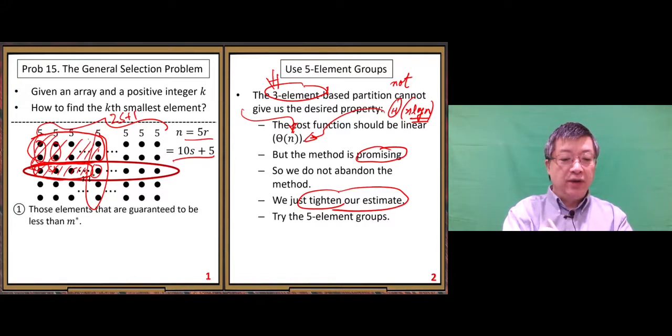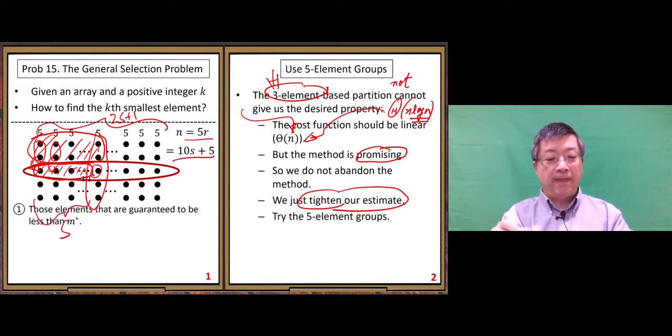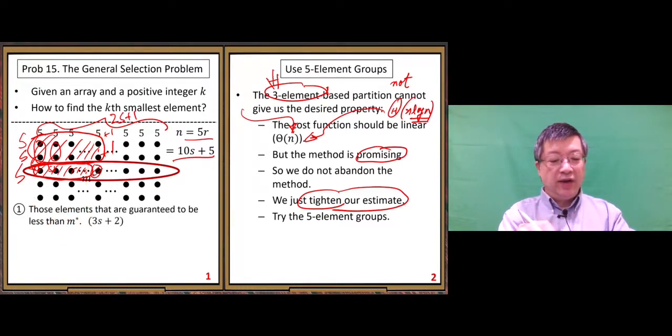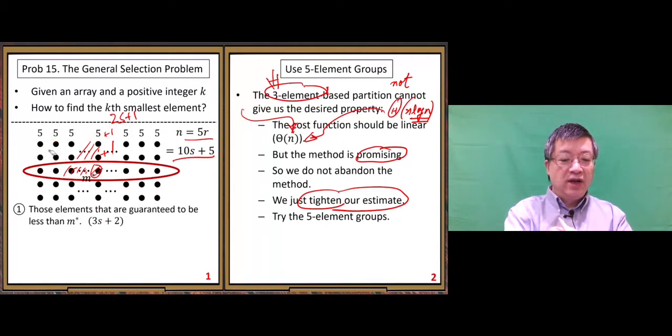That means the number of columns at the left-hand side of the middle column is S. So S plus 1, S plus 1, but for the third row we do not count M star, so we do not add 1. So you can see 3S plus 2. The number of elements for block 1 is 3S plus 2.